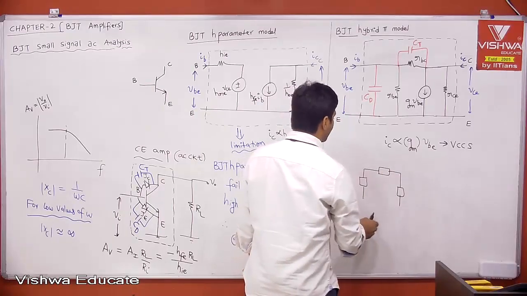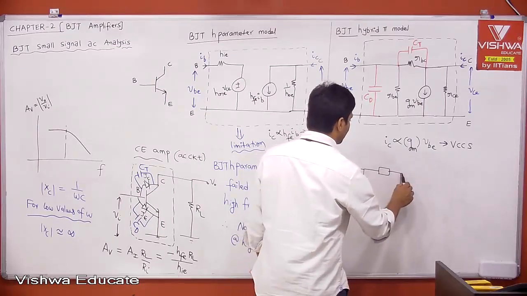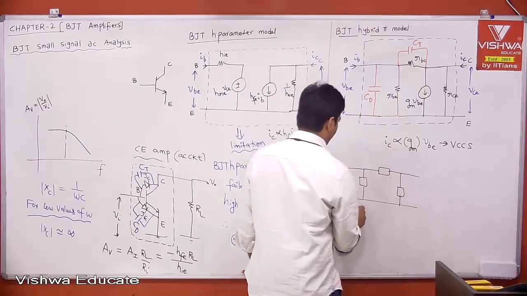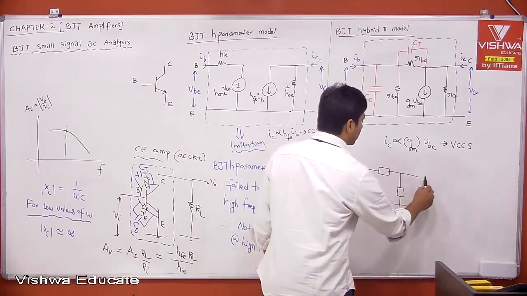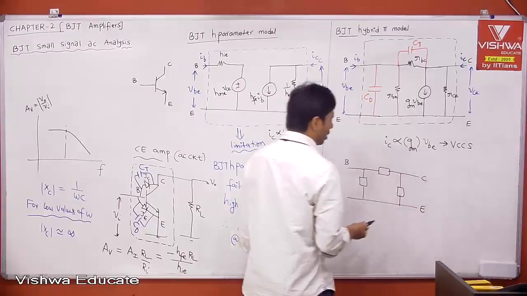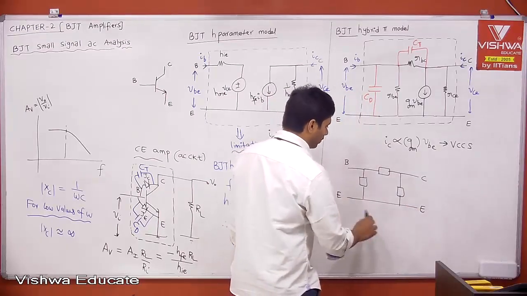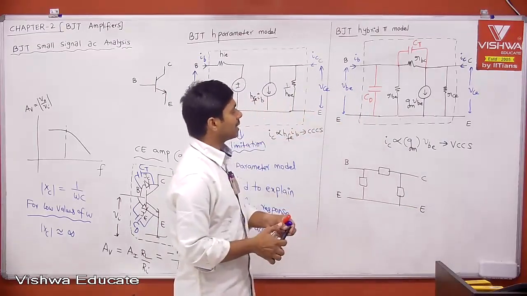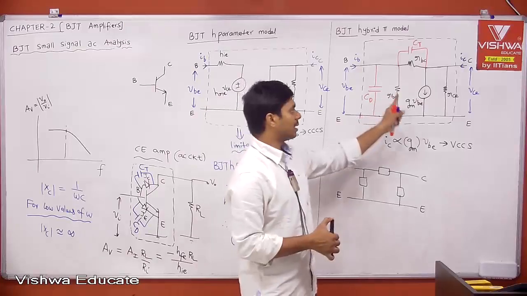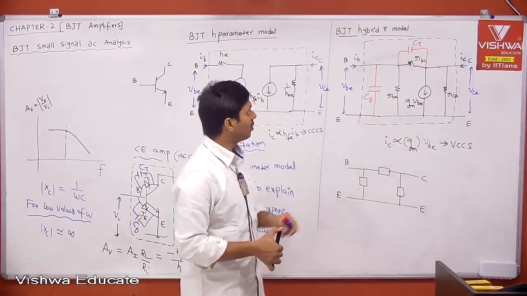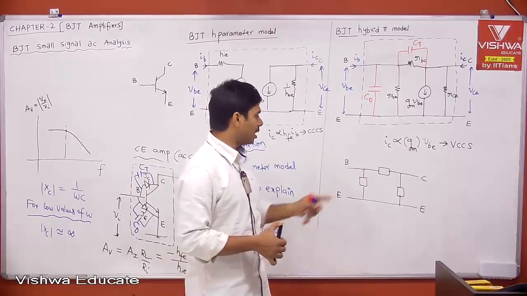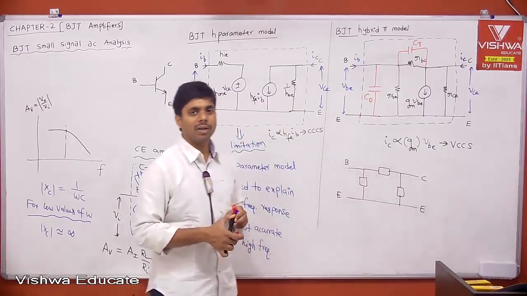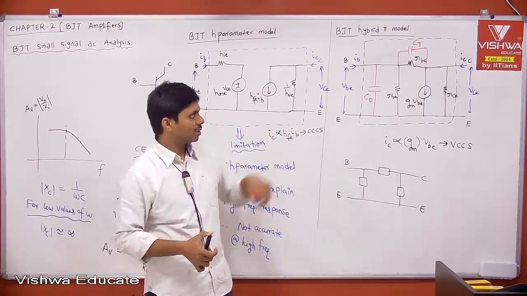And this is ground, whatever it may be. This is your input and this is your output. This is your base, this is the emitter, this is the collector, and this is the emitter. Therefore it is a pi structure, but with capacitors, resistors, transconductance, and so on. They are hybrid parameters, but the structure is like a pi. Therefore it is the hybrid pi model of your BJT. Okay, that is what it is.